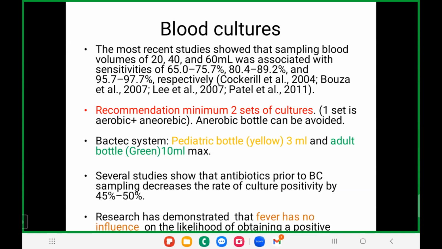And one more thing is fever. Don't take time and wait for the fever to occur so that you get the culture during the fever. Even in endocarditis, they have taken off that recommendation of getting cultures during the time of fever. So it's not that well correlating research wise.